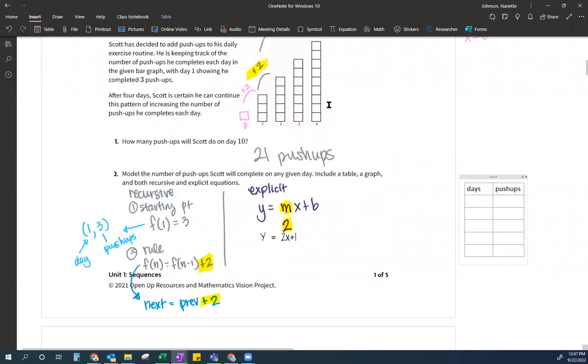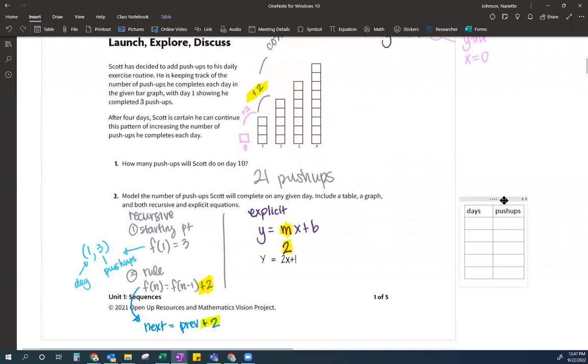Okay, so the first day he has 3. So first day Scott does 3. On the second day, I'm gonna just go this way so that it's easier to fill in. On the second day he does 5, and then he does 7, and then 9, and then so on, right? So there's my table. So then it says, now make a graph for it.